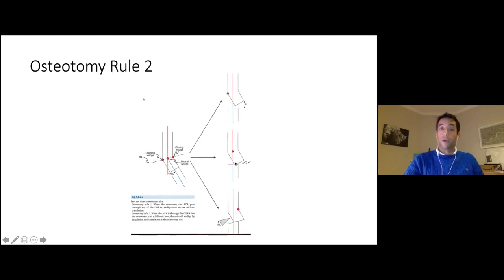You also need to ensure you have enough bone contact on this side for healing. So that's rule 2. You're going to rotate at the CORA, but you're going to cut the bone away from the CORA.